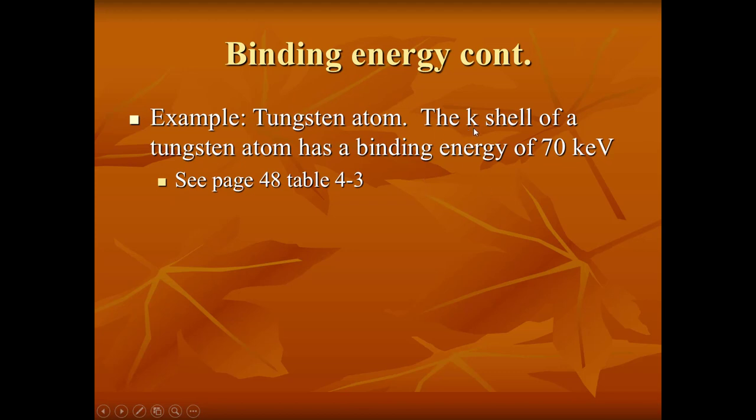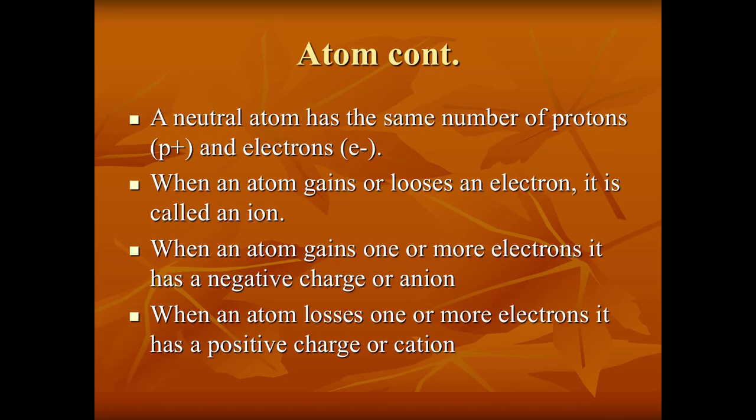I do need you to know the K-shell for the tungsten atom, 70 kiloelectron volts, because the majority of the discussions that we're going to have in the future will be in reference to that K-shell, because the binding energy is so great. A neutral atom has the same number of protons and electrons, so when an atom gains or loses an electron, it's called an ion. When that atom gains one or more electrons, it's going to have a negative charge, which is an anion. When an atom loses one or more electrons, it's going to have a positive charge, or a cation.